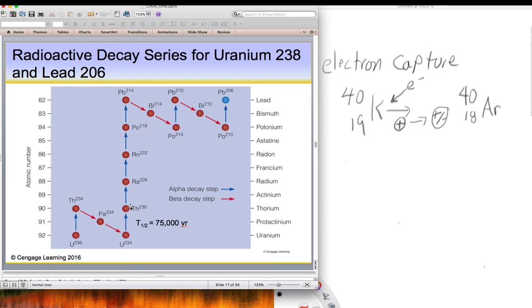So again, this is showing that decay series. The final product of the uranium decay series is going to be lead. In this case, lead is stable, and that's an end product of this radioactive decay. But you can see there are several steps involved in this decay series.